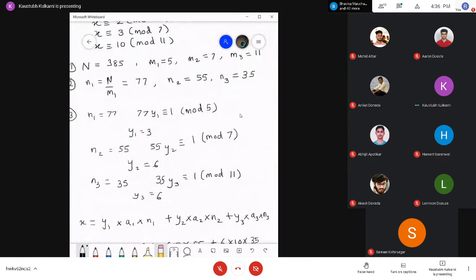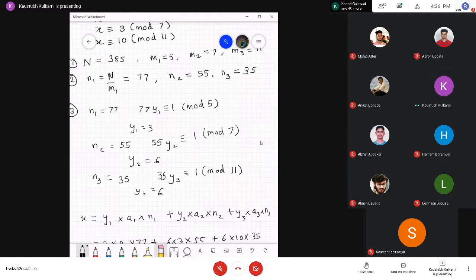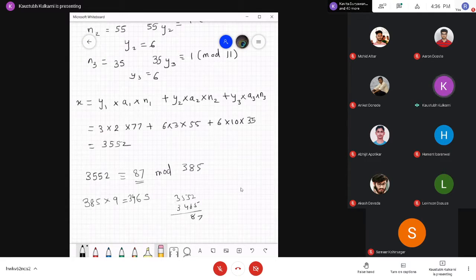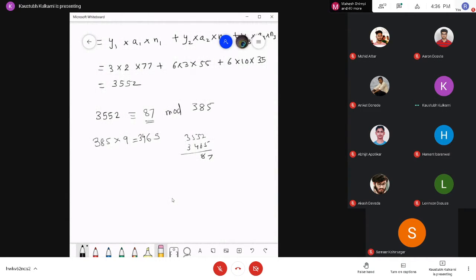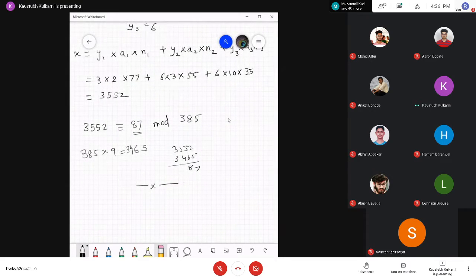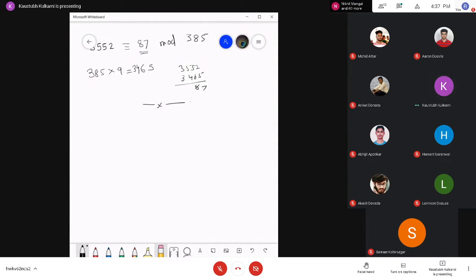You can also verify, right? 87 divided by 5, 85, remainder is 2. Mod 7, 84 is the closest one, and mod 11, 77 plus 10. So this was all about the Chinese remainder theorem and how it is applied. More than the theorem, this method of solving is important because the theorem won't be asked in the exam. You don't have to write the theorem. Any questions? Any doubts? Okay, no questions. So let's proceed.